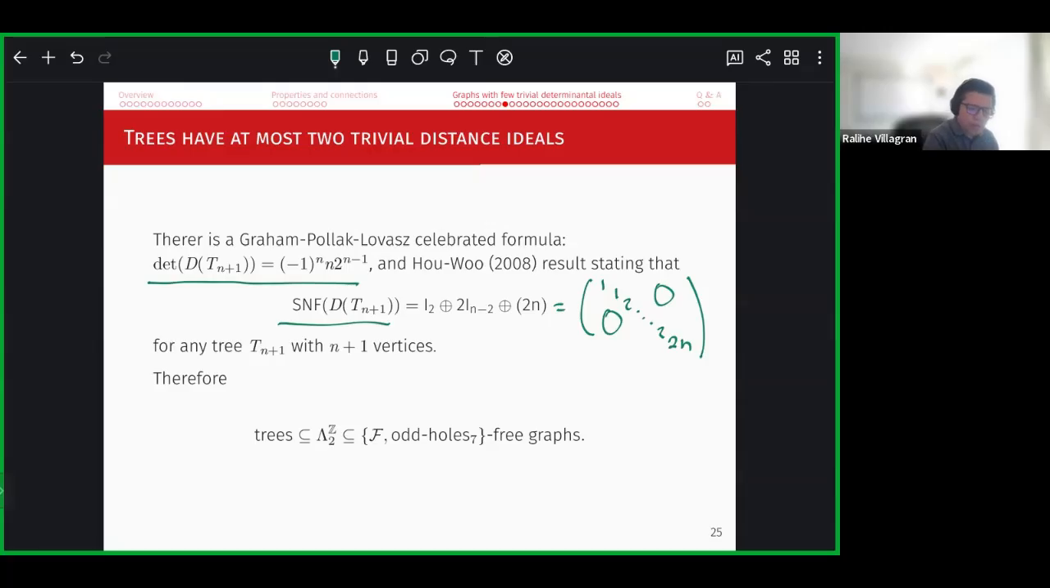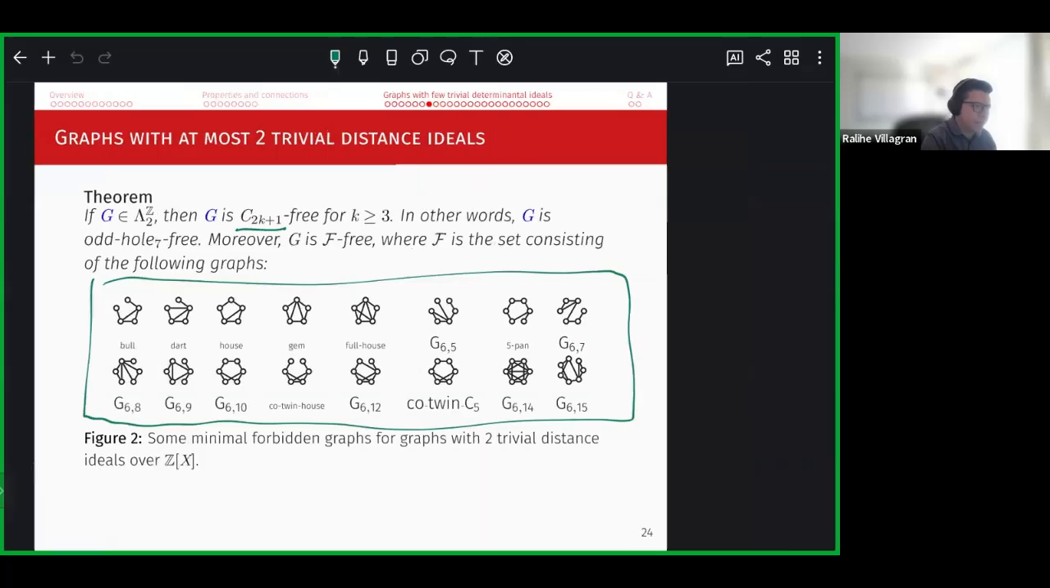So because of that, we know that trees have at most 2 trivial invariant factors, or 2 invariant factors equal to 1 in their Smith normal form. Therefore, trees actually have at most 2 trivial distance ideals. And again, we know that graphs with at most 2 trivial distance ideals are all trees with 7 or more vertices, and are free of all these graphs.